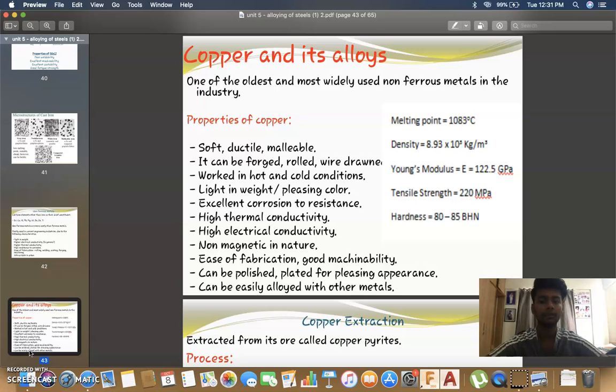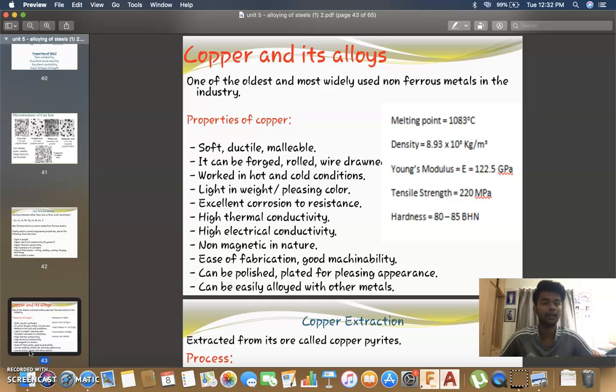And it has excellent corrosion resistance, high thermal conductivity, and high electrical conductivity, as copper is a good electrical conductor. Non-magnetic nature and ease of fabrication, good machinability, and it can be polished and plated for pleasing appearance, and can be easily alloyed with other metals. Melting point of copper is 1083 degrees centigrade.